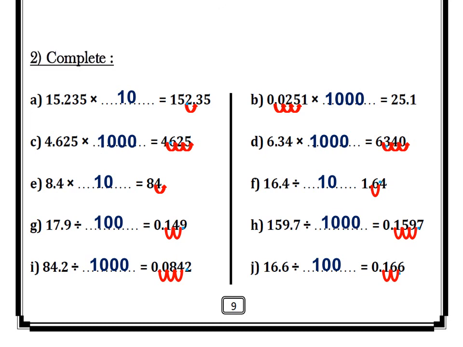So by this, we make a quick revision on dividing and multiplying by 10, 100, and 1000.